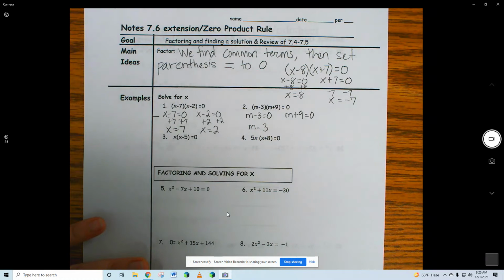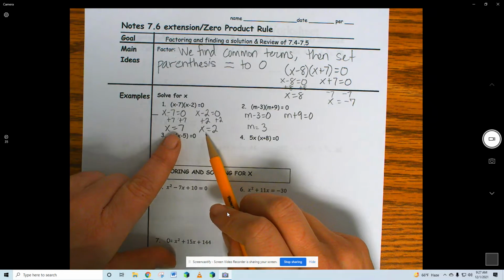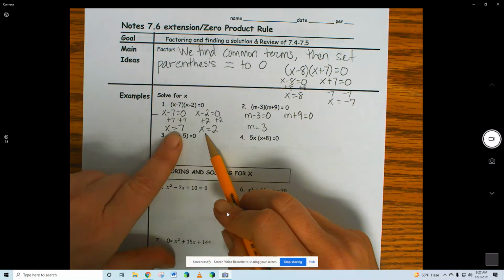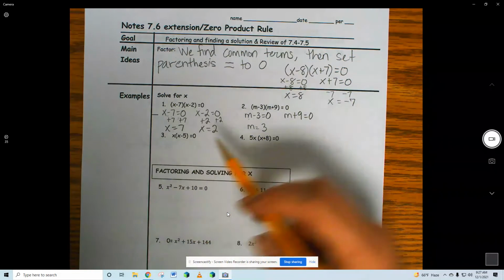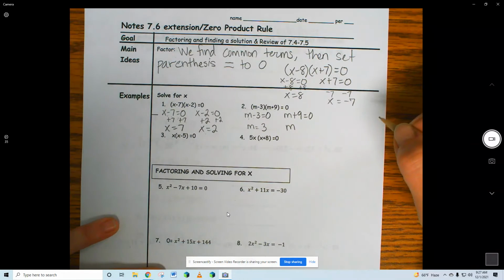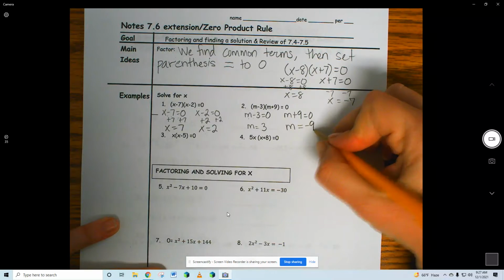Yes? How would we format the answer? Would we set it in parentheses? The final answer is going to be no parentheses, just like these two right here. That's the final answer, 7, 2. No, you have to write them separate. You can't combine it. And then what plus 9 equals 0? What's the answer? Negative 9.